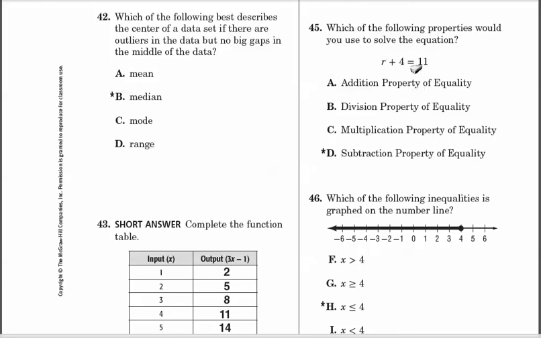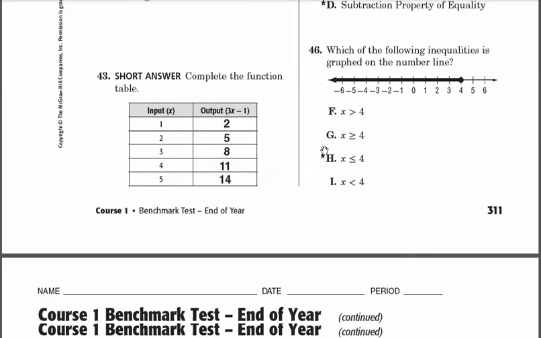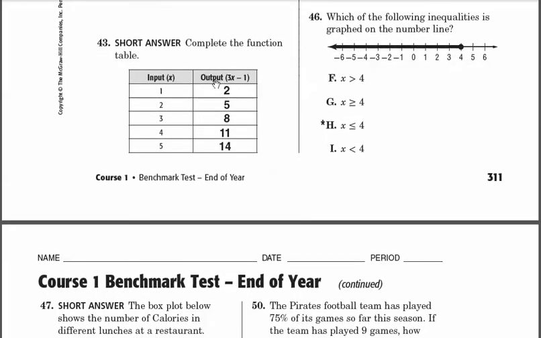Okay, which of the following shows this property? Well, if you're taking 4 away from both sides, that's the subtraction property. Okay, let's look at 43 and 46. Complete the function. So we're plugging in 1 times 3 and taking 1 away, that's 2. You're doing that for each one of these, and these are your answers, because 6 minus 1, so it's increasing by 3 every time.